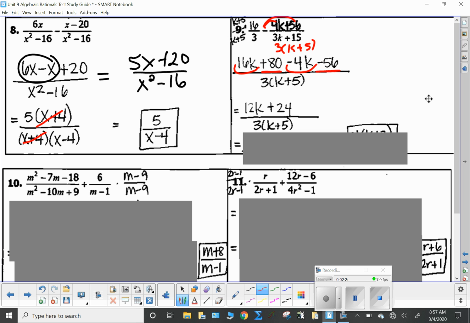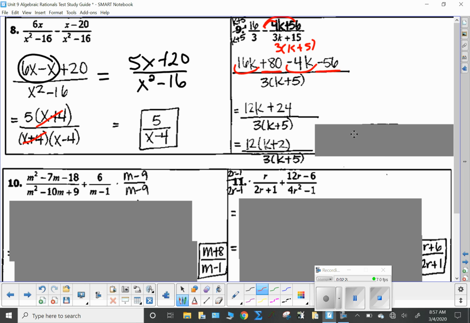I'm going to factor the numerator. 12 comes out of both, so I wind up with 12 times k plus 2. Now the k plus 2 and the k plus 5 aren't going to simplify, but 3 will go into itself once and into 12 4 times. So my final answer is 4 times k plus 2 over k plus 5. Notice I do not distribute the 4. I don't go multiplying or make more work for myself. I just leave everything in the factored form.